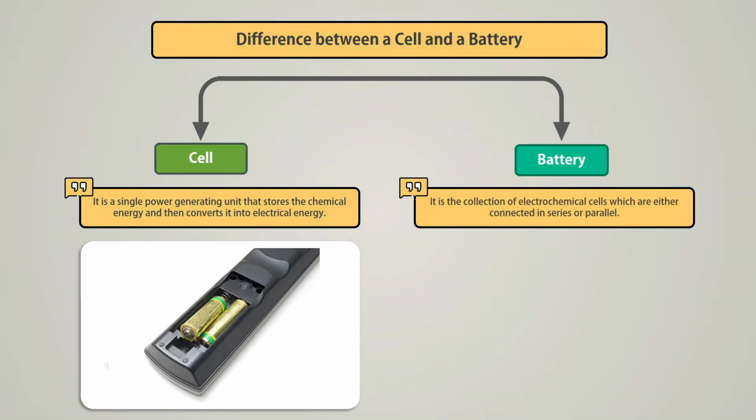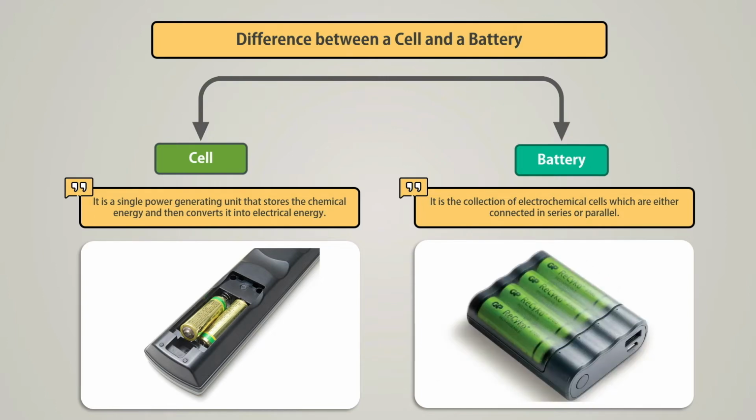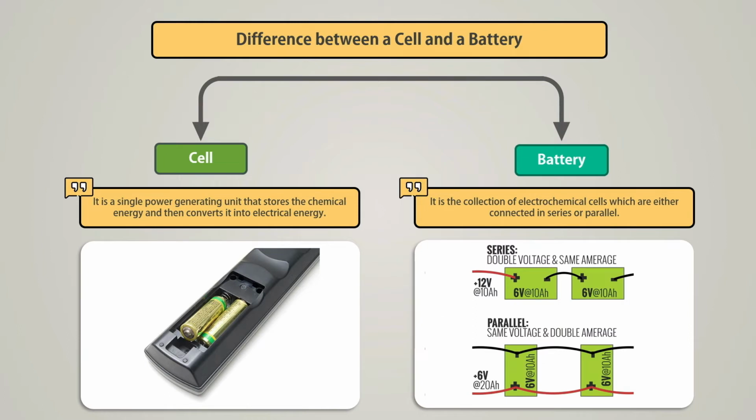Battery: it is the collection of electrochemical cells which are either connected in series or parallel. The best known example for a battery is a power bank, which is used to charge up smartphones. If we ever see the inside of a power bank, we can find a set of batteries arranged serially or parallel based on the requirement. Batteries are arranged in series to increase the voltage and in parallel to increase the current.